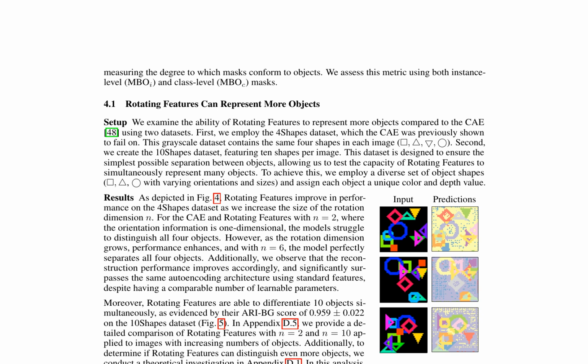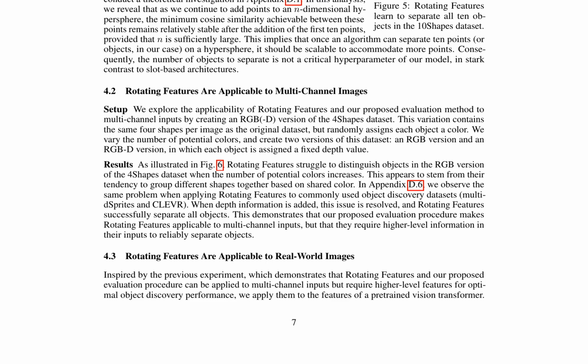The study also explores the applicability of rotating features to multi-channel images by creating an RGB version of the 4Shapes dataset, where each object is randomly assigned a color and depth value. The findings indicate that rotating features struggle to distinguish objects in the RGB version when the number of potential colors increases, as they tend to group different shapes together based on shared color. However, with the addition of depth information, rotating features successfully separate all objects.